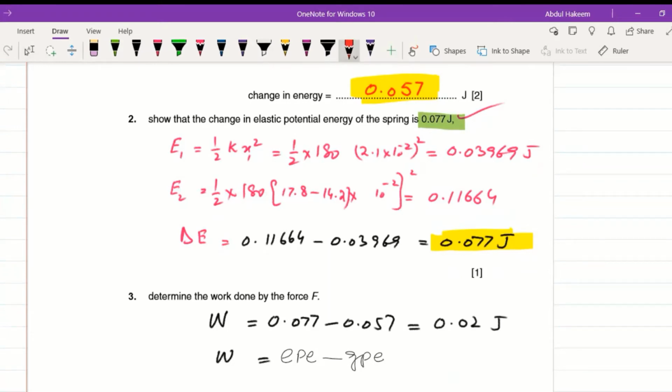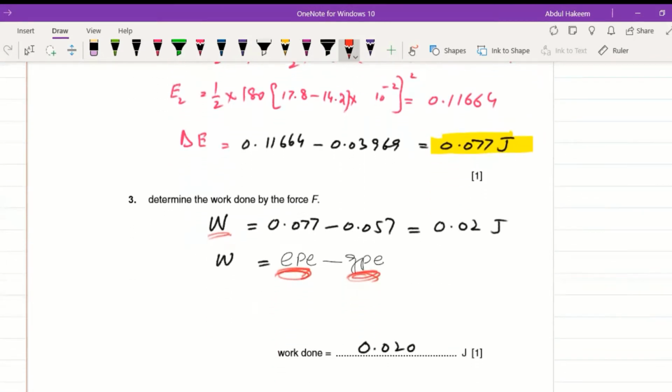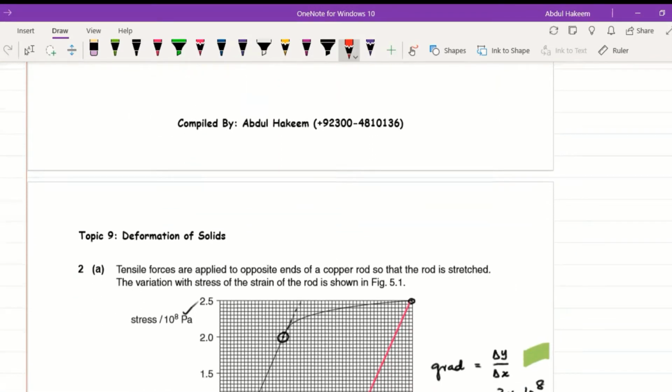Now determine the work done by the force F. Look, the work done is the difference of the elastic potential energy and the gravitational potential energy. This is the change of gravitational potential energy and elastic potential energy. The difference is the work done, 0.02 joule. Right? Next question.